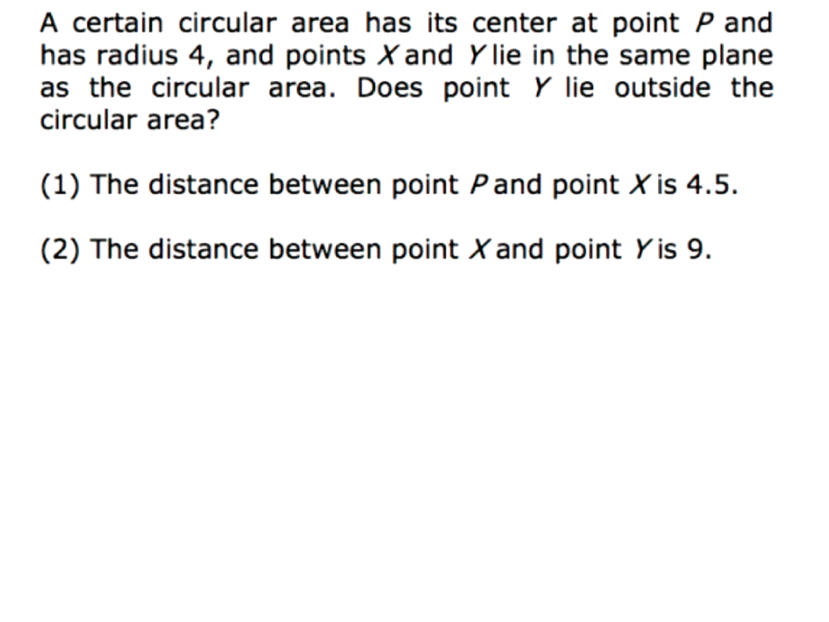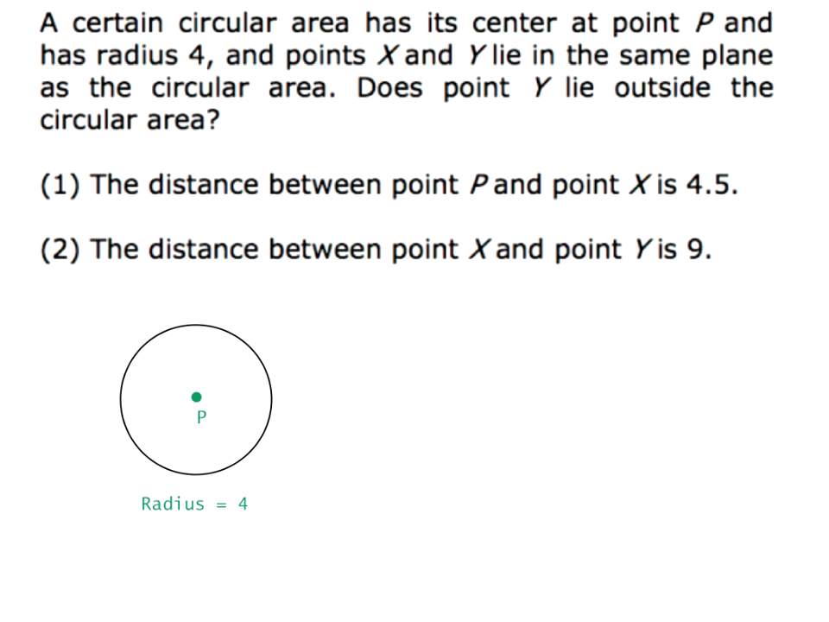So you have a circle centered at P, radius is 4. And then X and Y are somewhere in the same plane. So in other words, there's no same plane, just gets rid of the idea that you might have to think in 3 dimensions. And then X and Y are somewhere.